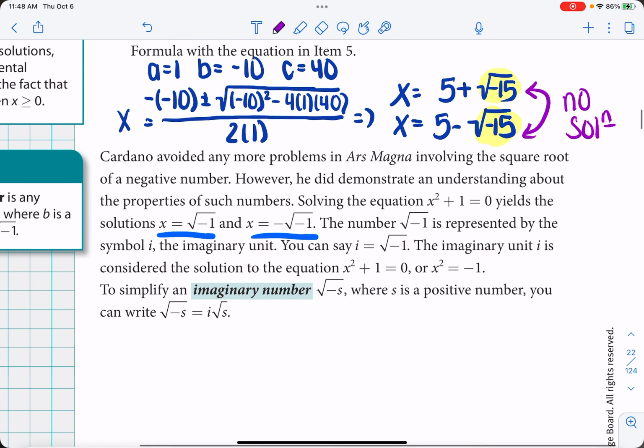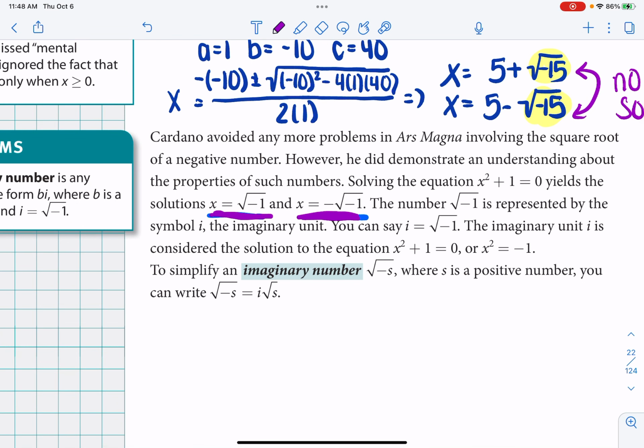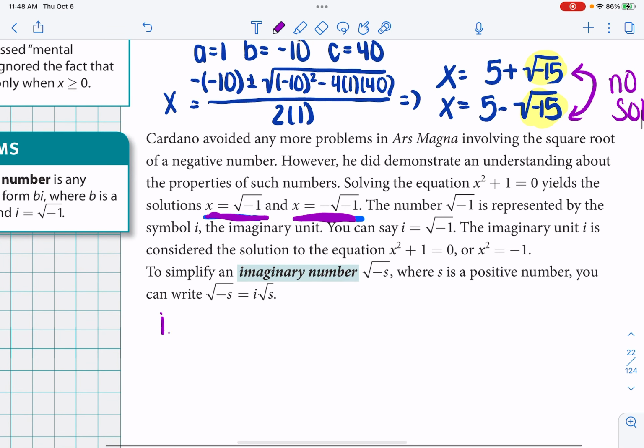So what I want you guys to underline are these two. x is equal to the square root of negative 1, and x is equal to the negative square root of negative 1, okay? What happens here, and I'm going to kind of paraphrase a little bit, okay, is when we're talking about imaginary numbers, okay? Oh, that is not how you spell it. Imaginary numbers.